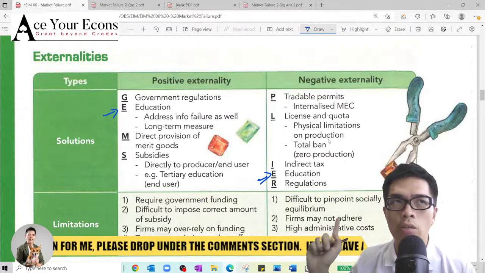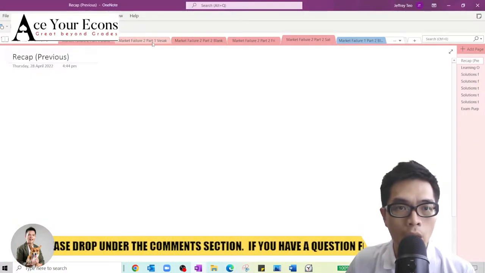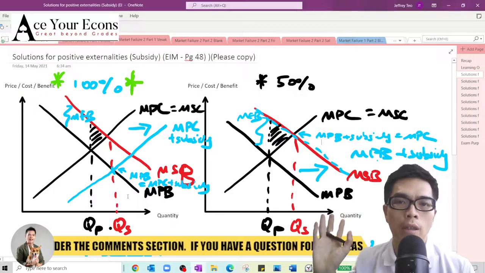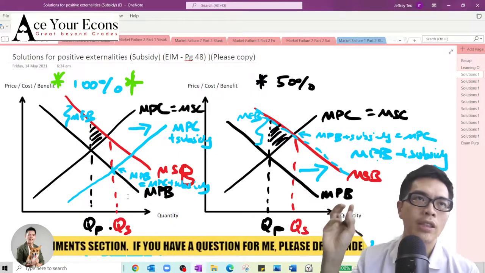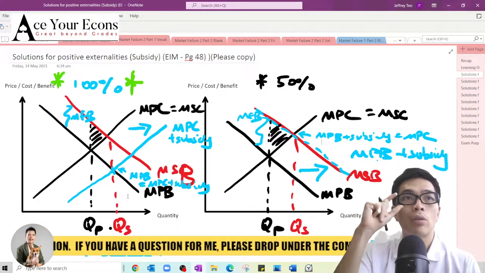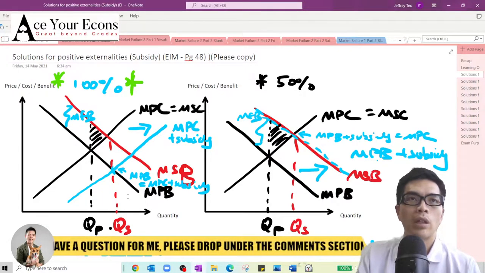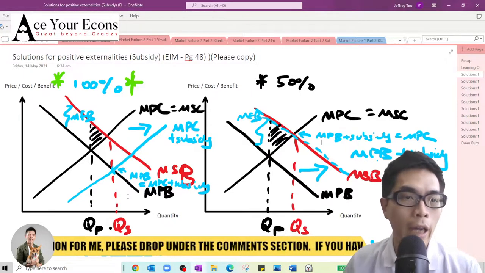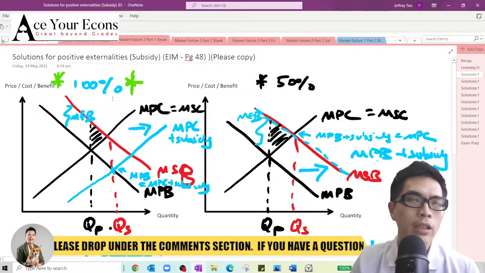Let's do a quick recap on positive externalities. I believe I covered most of them, so let me take out the slides that we used earlier. I won't be going through them in depth; I will just pick out selected points. What are some of the common mistakes often seen in student scripts? I want you to focus on those. If you'd like to take down notes, you can do so on page 46. The first one I'm going to go through is subsidy, which is the letter S. I would like you to focus on the diagram on the left, which is an indirect subsidy.